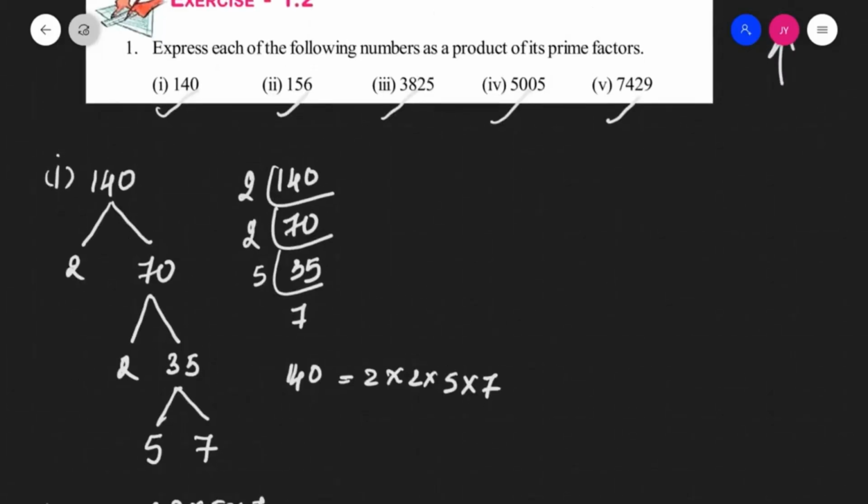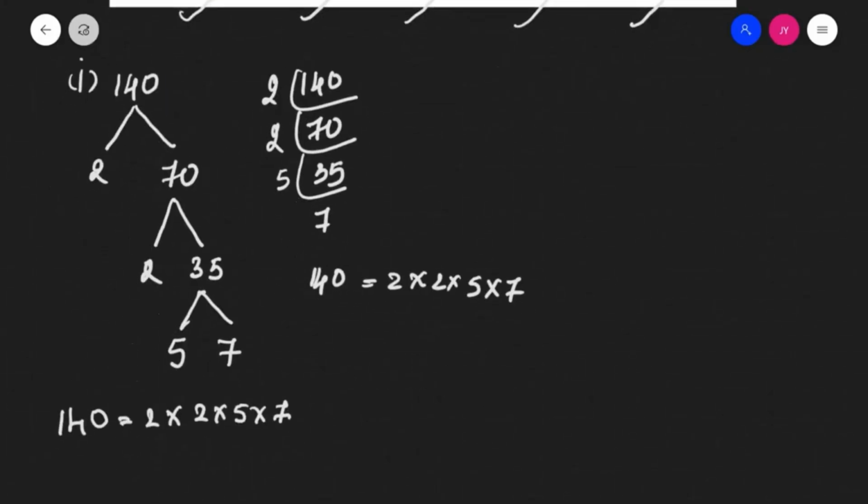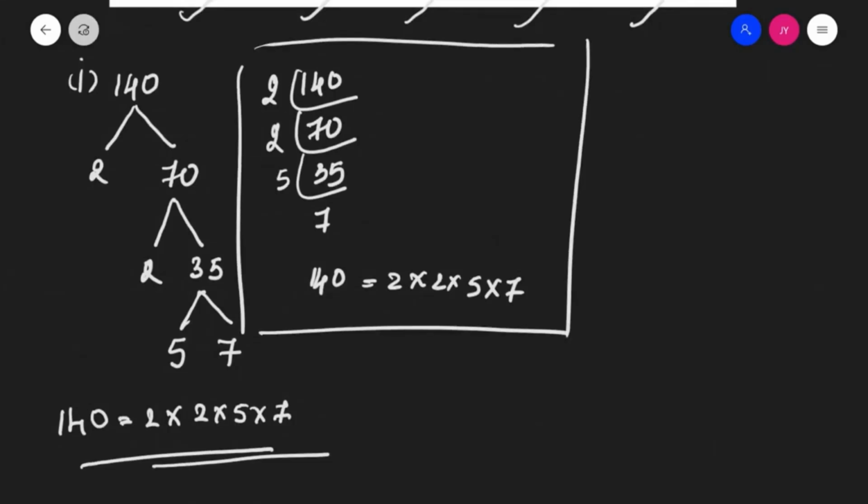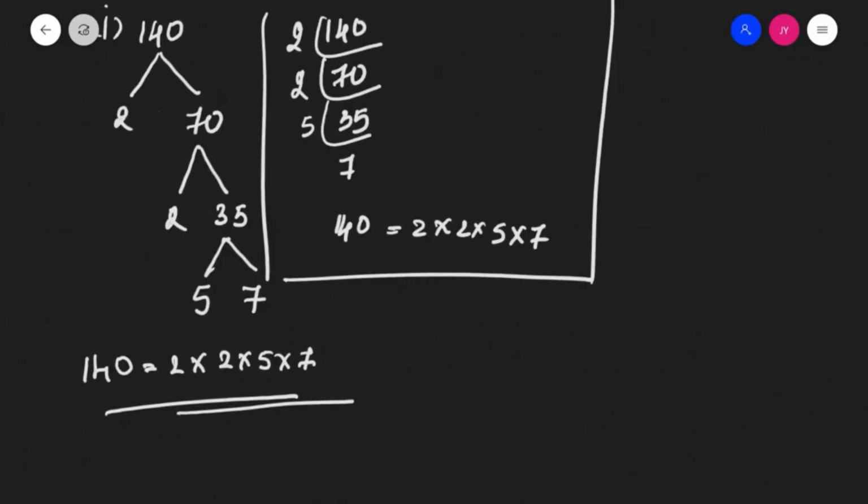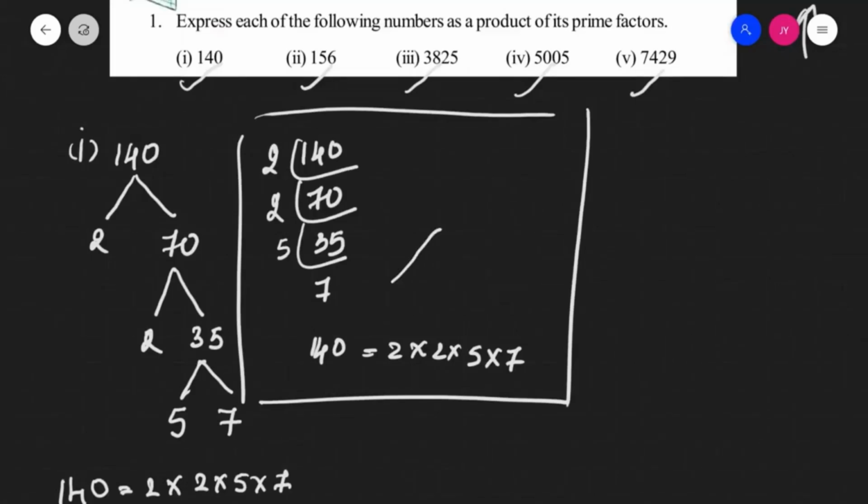But we are asked to prime factorize it, so we must not use this form. We should only use this form. It will be a lot easier when we do the examinations. It will be the easiest way and the shortest procedure to find.